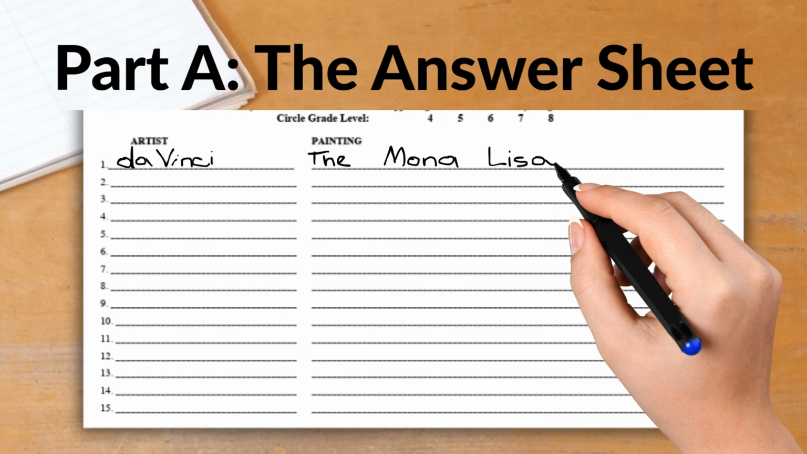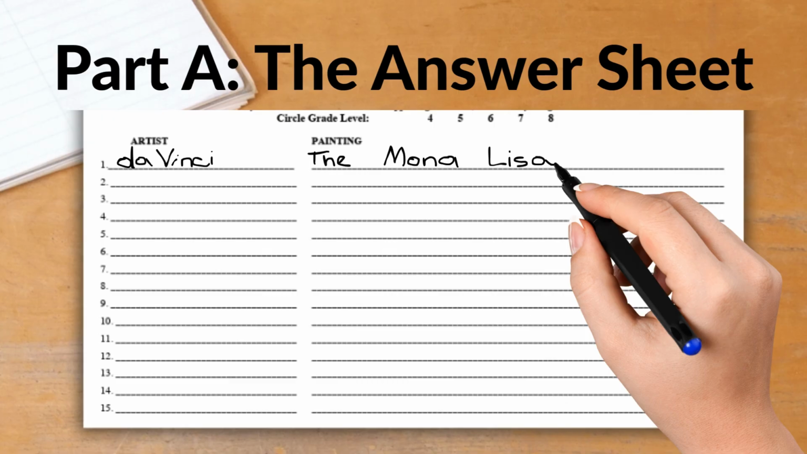Students should write, in pen or pencil, the name of the artist as it appears on the official list in the first column of their answer sheet. In the second column, they'll write the title of the painting. Spelling matters. Each correctly spelled answer is worth 2 points. If the answer is correct but spelled incorrectly, students will earn 1 point.